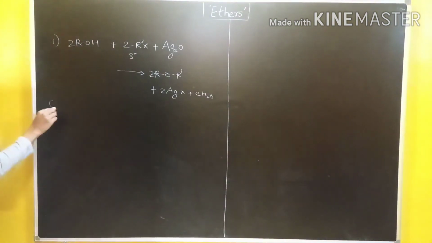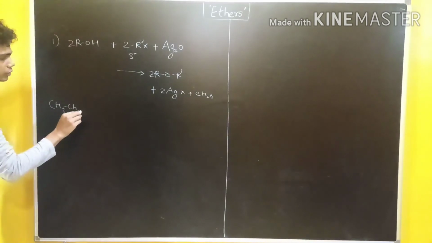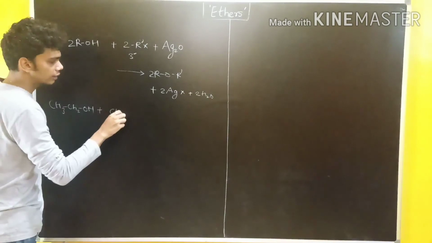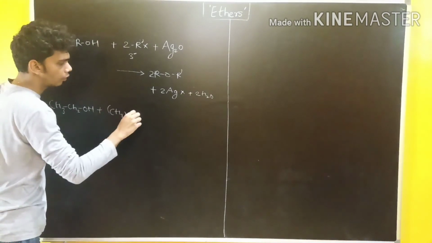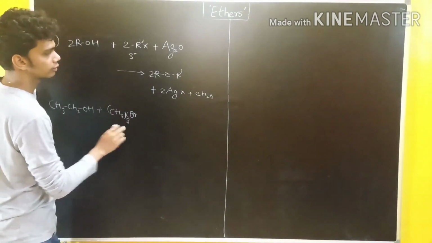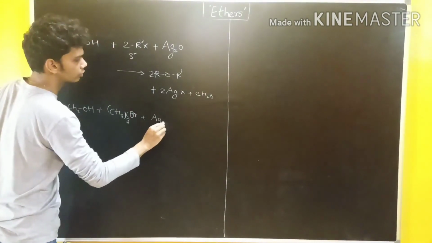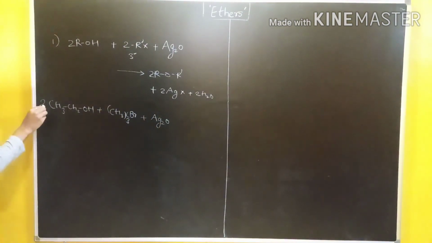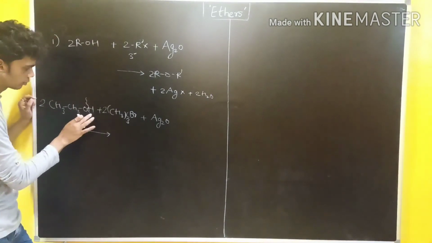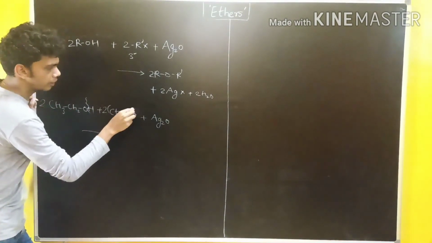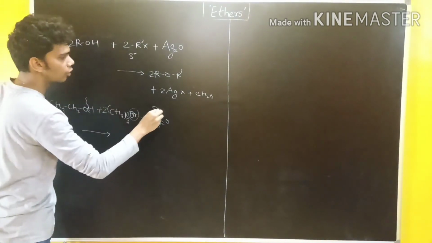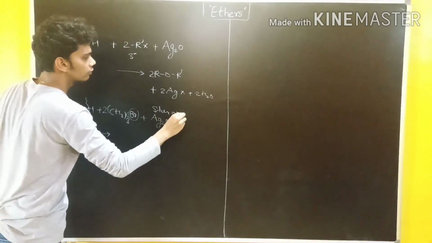Now let's take an example. I am using the alcohol CH3CH2OH, your ethanol, along with a tertiary alkyl halide, which I am taking like this, along with Ag2O. We have to consider that this must be two molecules, this must be two molecules. Then the product will be like this. This Br is the leaving group, this H is removed off. So this is going to combine in the presence of silver oxide.